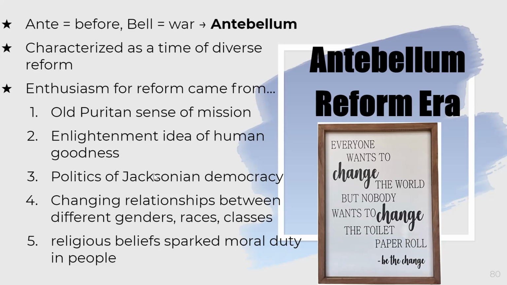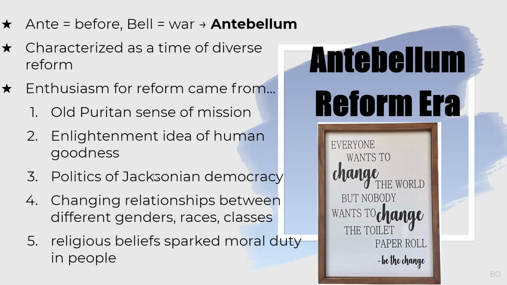The Enlightenment ideas that we can create a better society, we can rationalize through issues, people are born good. Then there's Jacksonian democracy, putting power in the hands of everyday people. It's everyday people doing these reforms, not the federal government. So these people are inspired because they feel empowered. And there have been so many changes between the different genders, races, and classes because of the industrial and market revolution, and some people didn't really benefit as much as others. And so they're trying to address those inequalities.